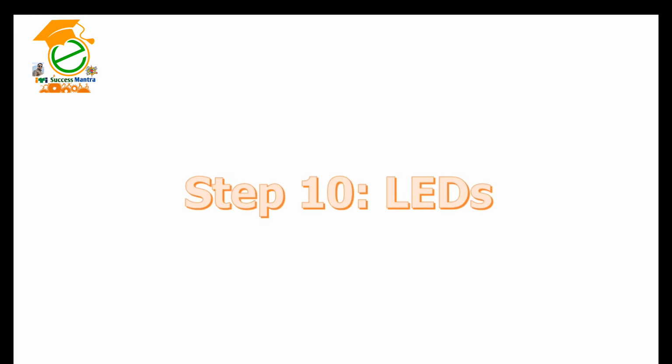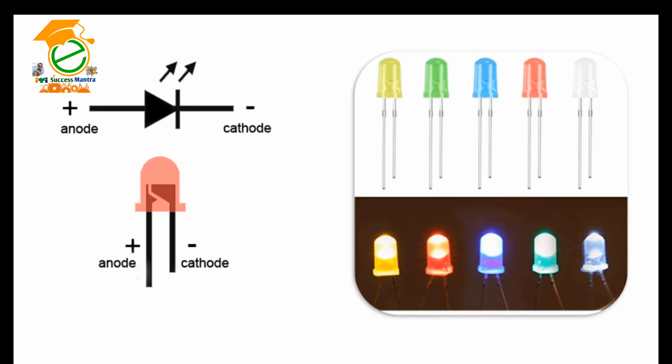Step 10. LEDs. LED stands for light-emitting diode. It is basically a special type of diode that lights up when electricity passes through it. Like all diodes, the LED is polarized and electricity is only intended to pass through in one direction. LEDs will show up in a schematic as a diode symbol with lightning bolts coming off of it, to indicate that it is a glowing diode.